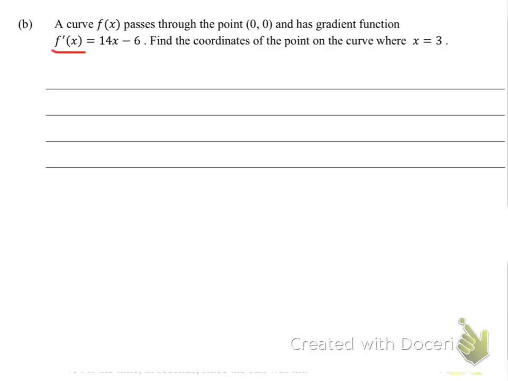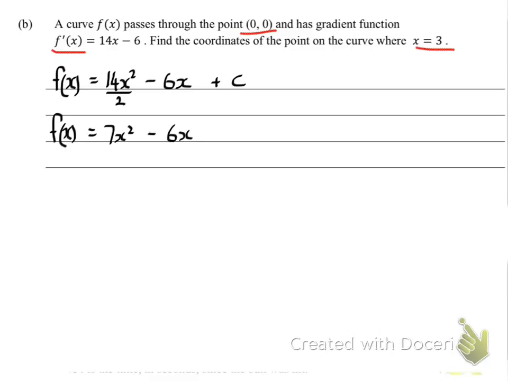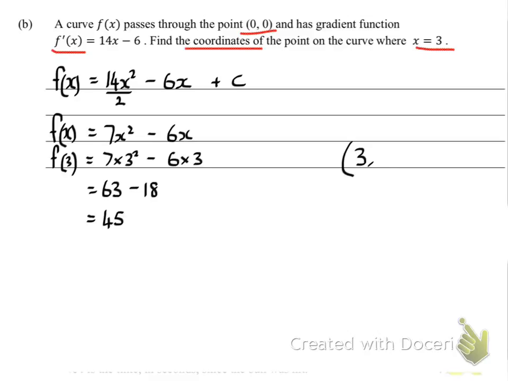Here we have a keyword, or we've given the gradient function, so we want the original function. So write out the gradient function, add 1 to the power, divide by the new x and the c go in there, and then we know that it goes through the point 0, 0. That means that the intercept must be 0. We want to find when x equals 3, so put 3 into that equation and we work out it's 45. We're asked for the coordinates, so write it as a coordinate.